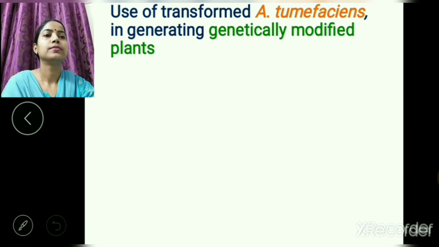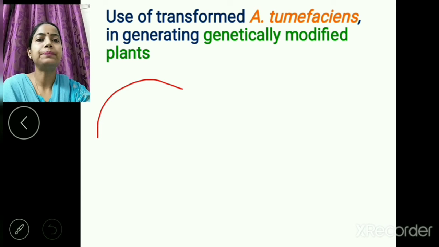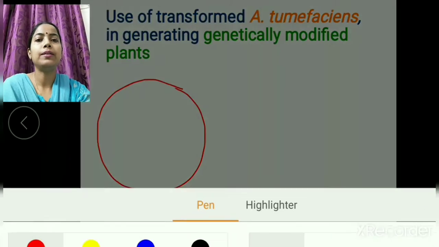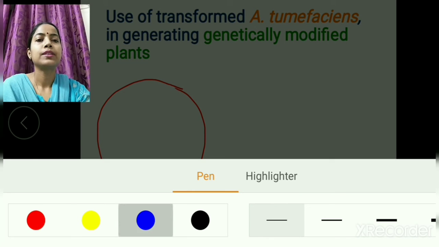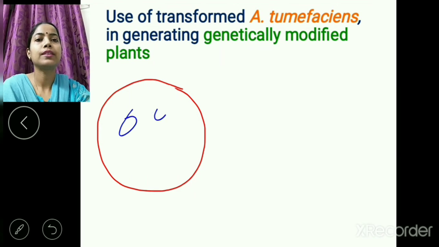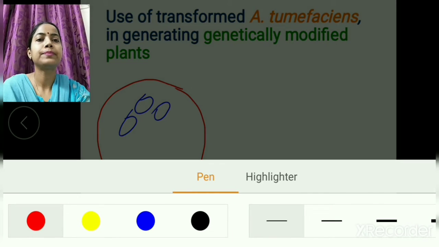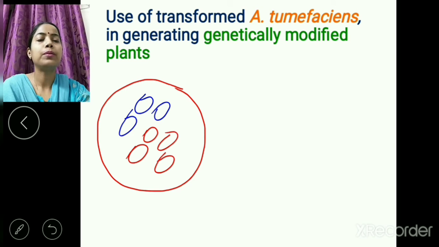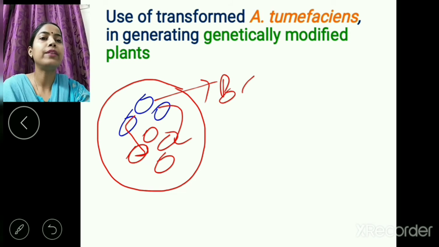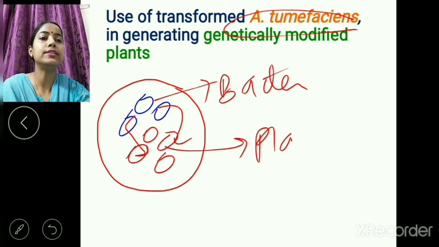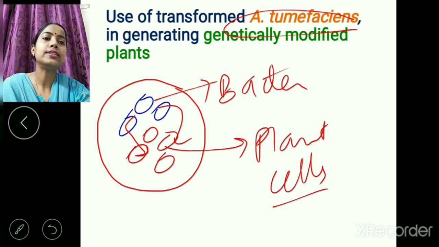Okay, once the medium containing the bacteria and the plant cells, they have been infecting the plant cells. The modified bacterium, we are talking about the Agrobacterium tumefaciens, will infect the plant cells and inject its tDNA region, and in this tDNA region there is a foreign gene. So what will happen? The transformed plant cells will be formed.